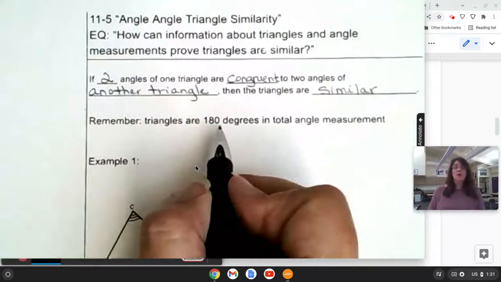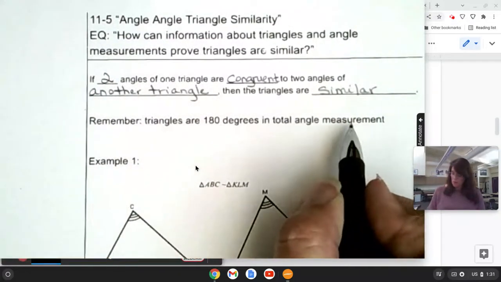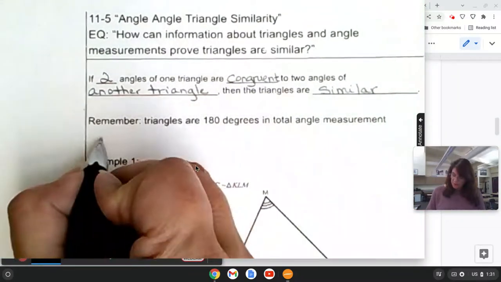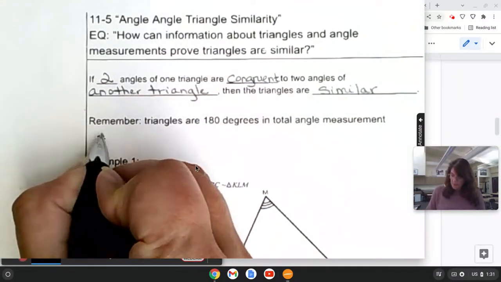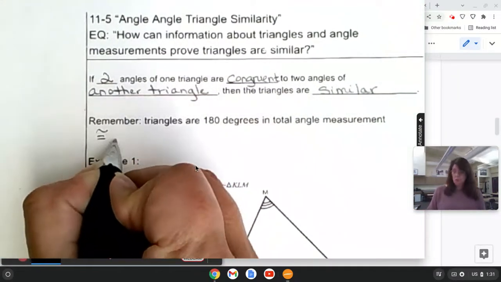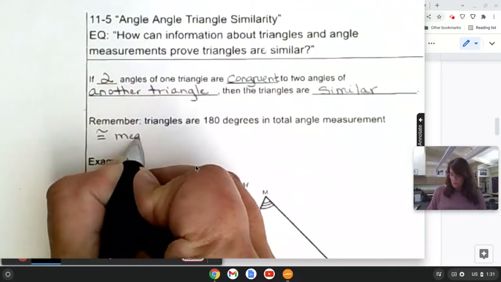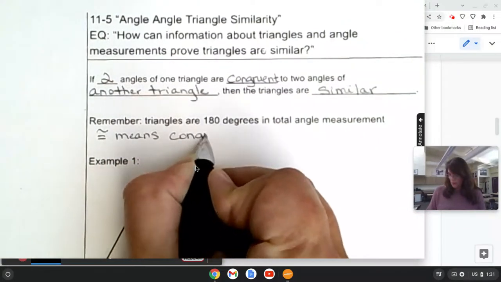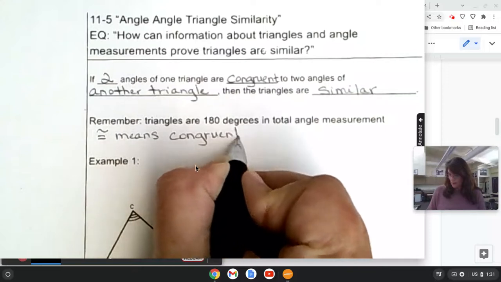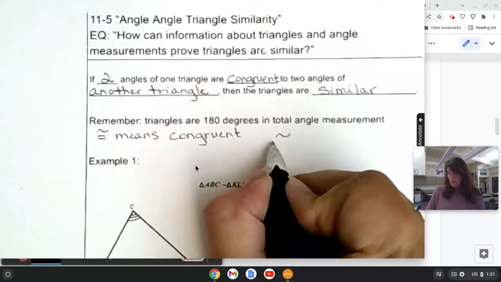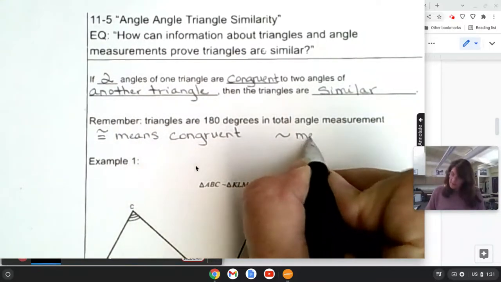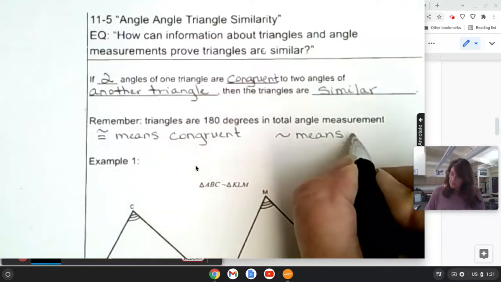Remember, triangles are 180 degrees in total angle measurement. And remember, this symbol, the equal sign with a squiggle, means congruent. This symbol, just the little swivel, means similar.